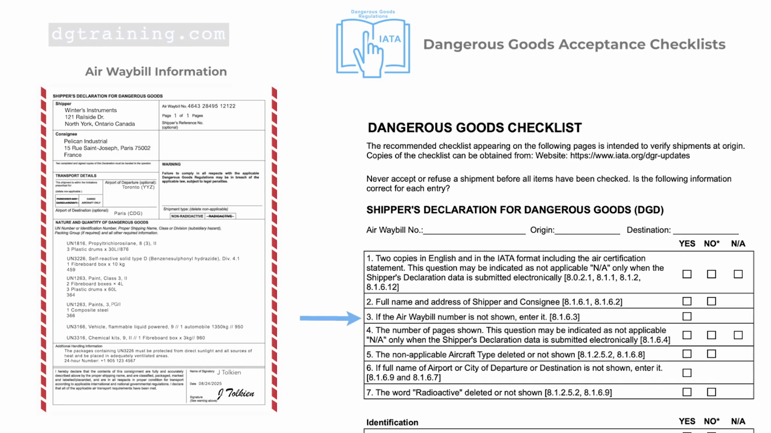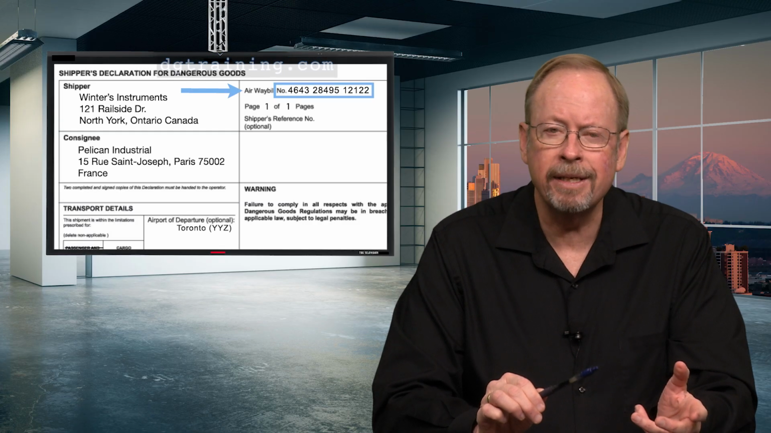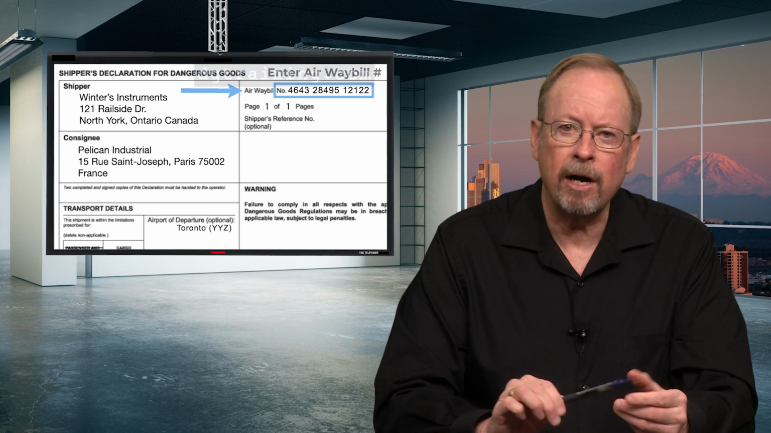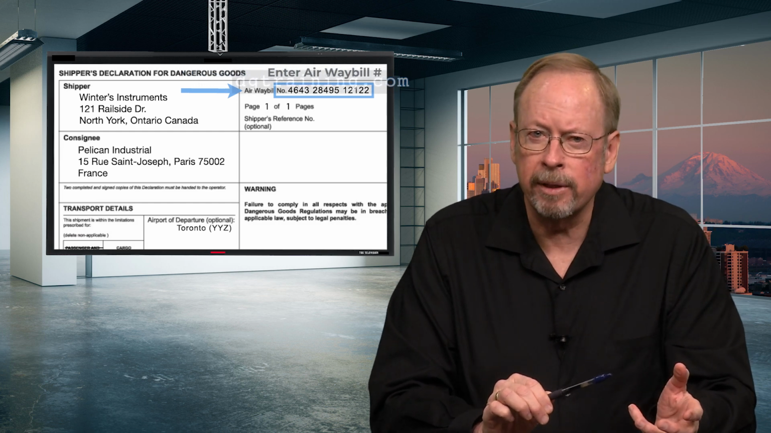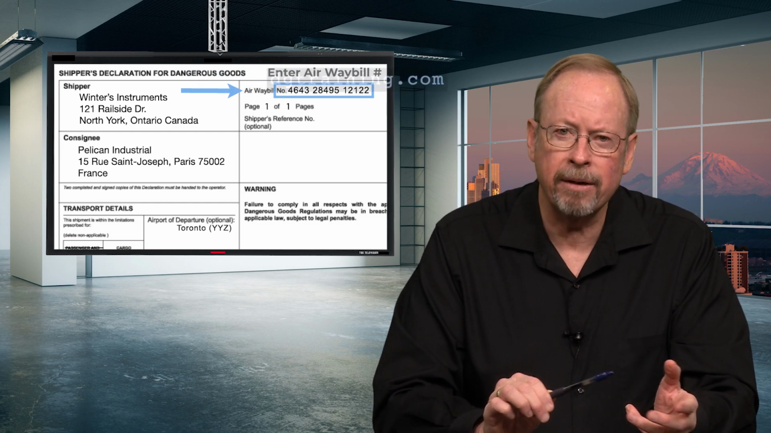The checklist item for the airway bill number has no box, which simply means that if it's not shown on the DGD, you need to enter it. Since the shipper often does not know what the airway bill number is going to be, the forwarder or carrier can fill in this information.